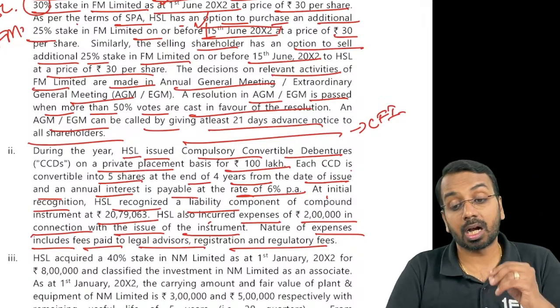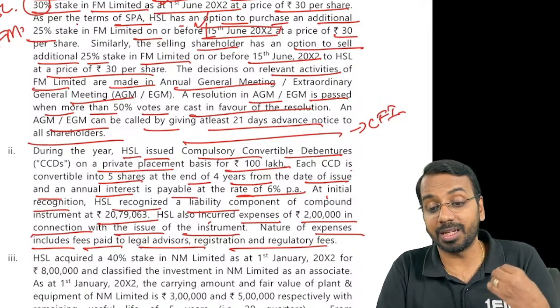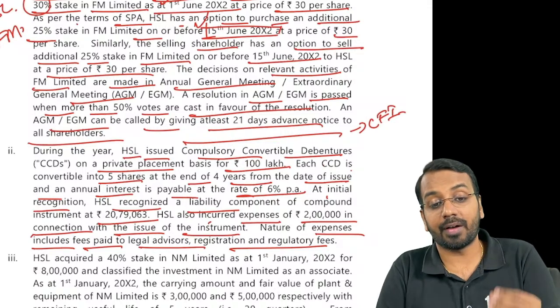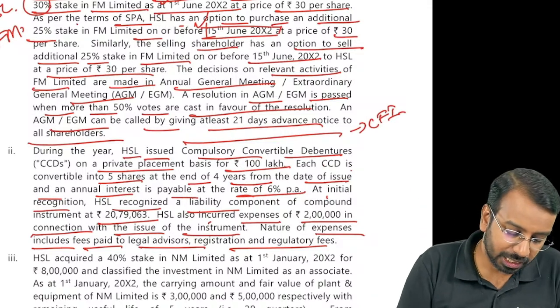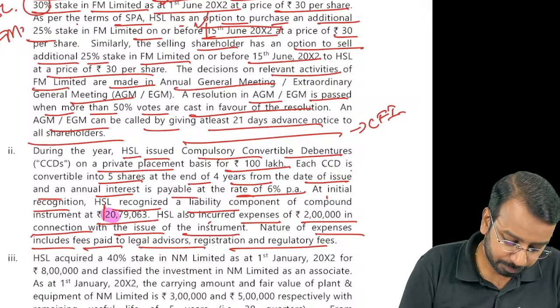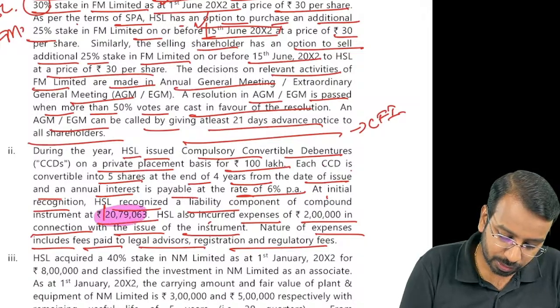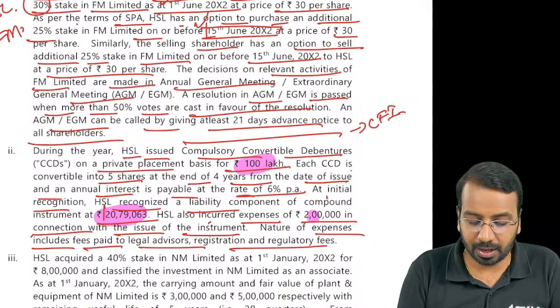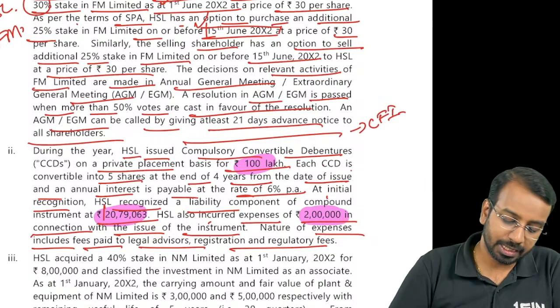Now what has happened? A compound financial instrument has been issued, and they have already given what is the liability component and what is the balance component, which is the equity component, and we have the transaction amount. Okay, that is the second component.